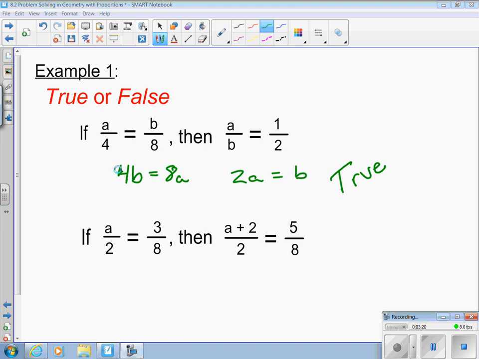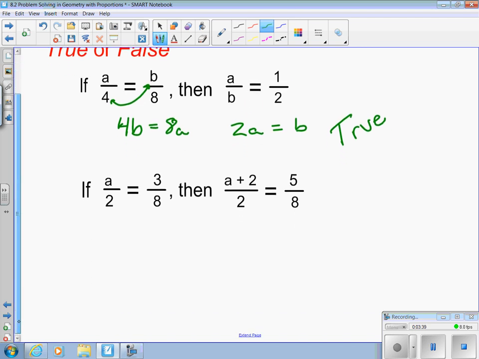Now, what they did was they switched these two around. That's that first property. We can flip-flop those. So then it was 4 over 8, and then they just reduced that 4 over 8 down to 1/2. That is perfectly fine to do.